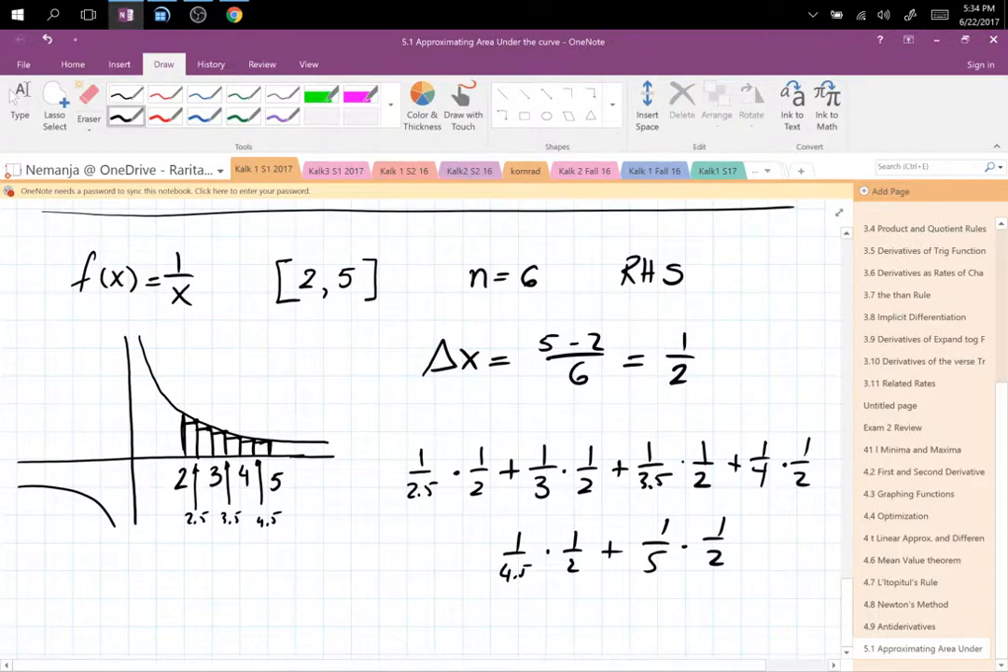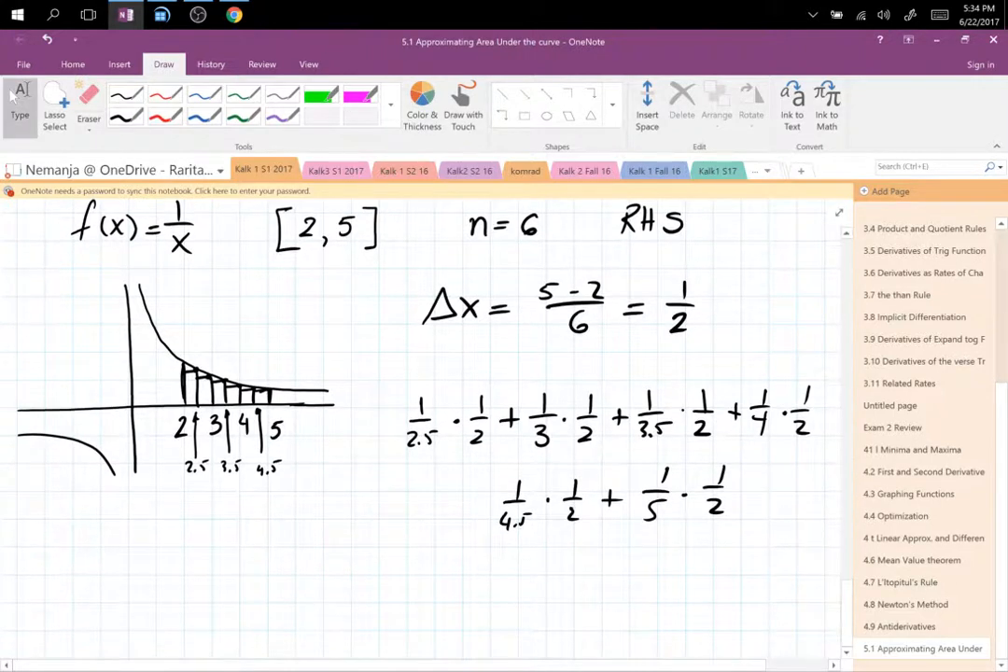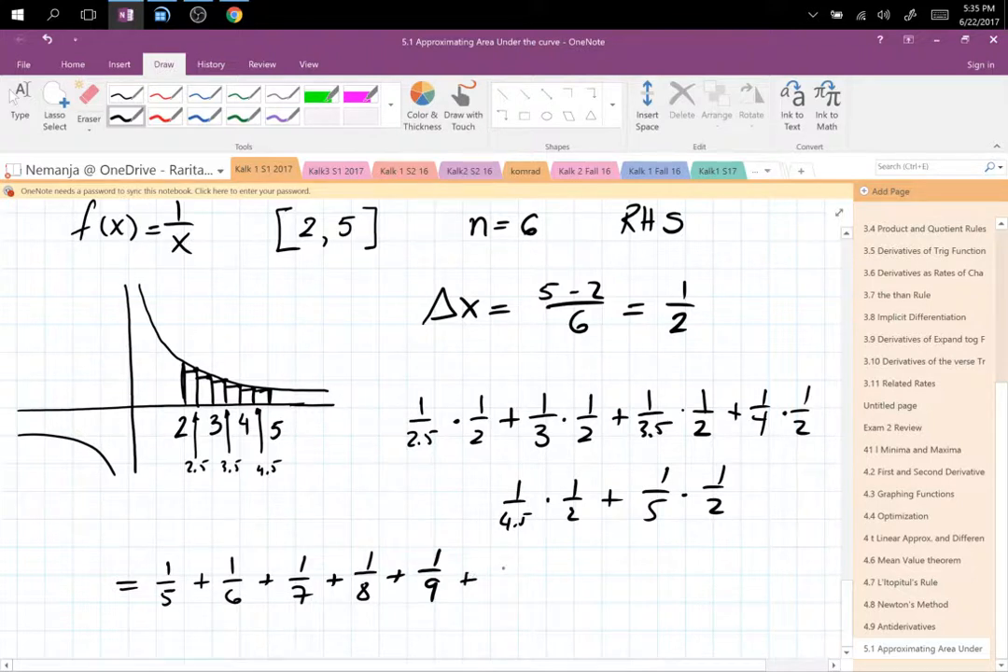And all we need to do is to compute this. So that's 1/5 plus 1 over 6 plus 1 over 7 plus 1 over 8 plus 1 over 9 plus 1 over 10. And if you count this, you do have 6 areas there because there are 6 rectangles.